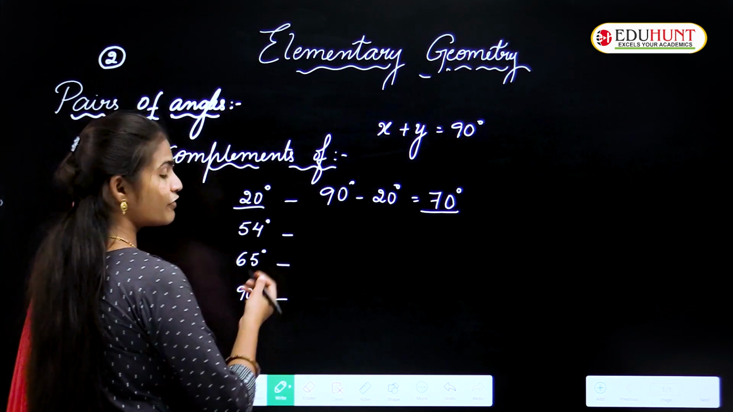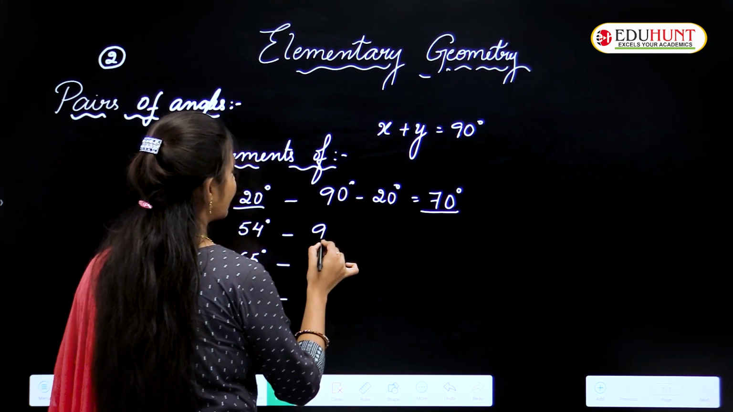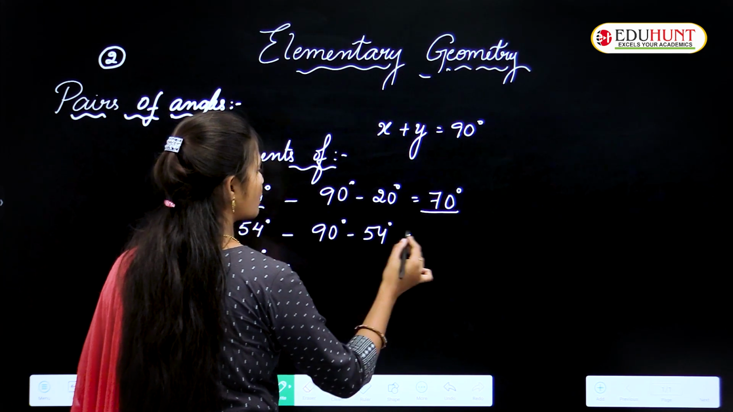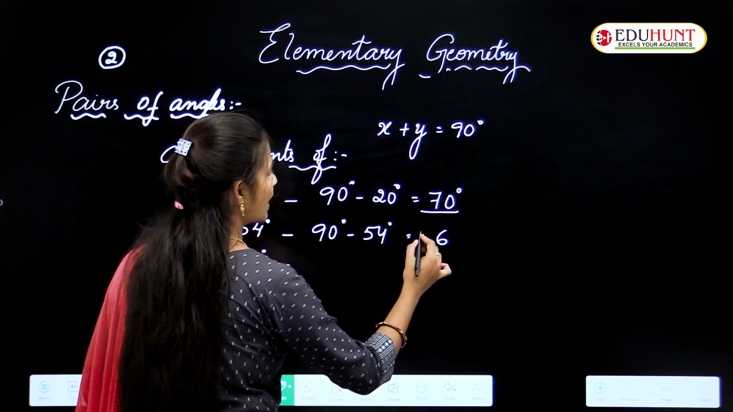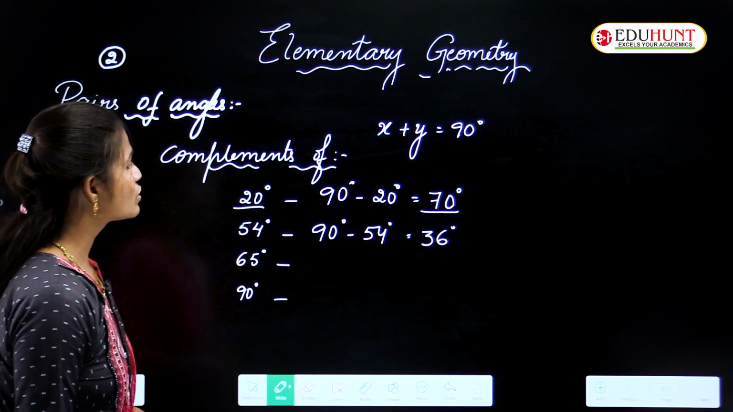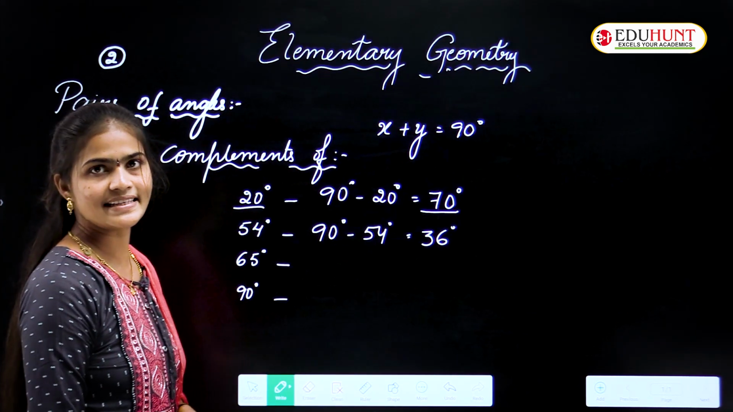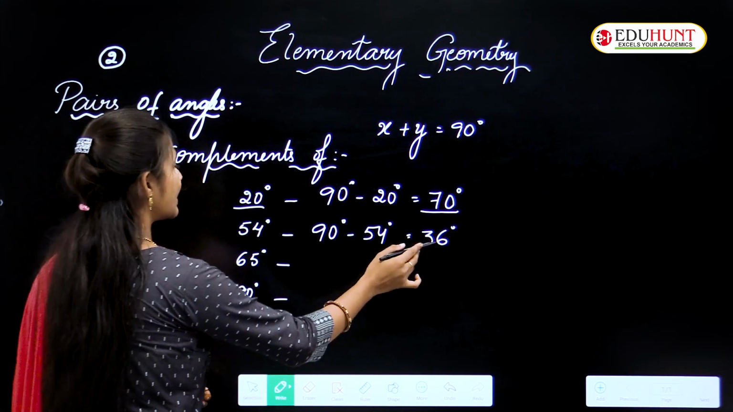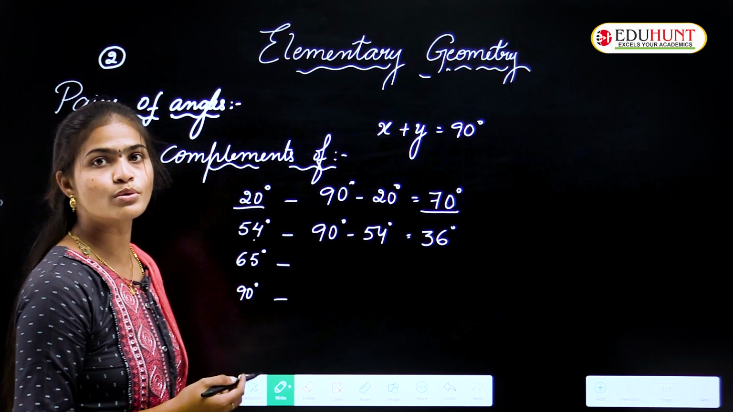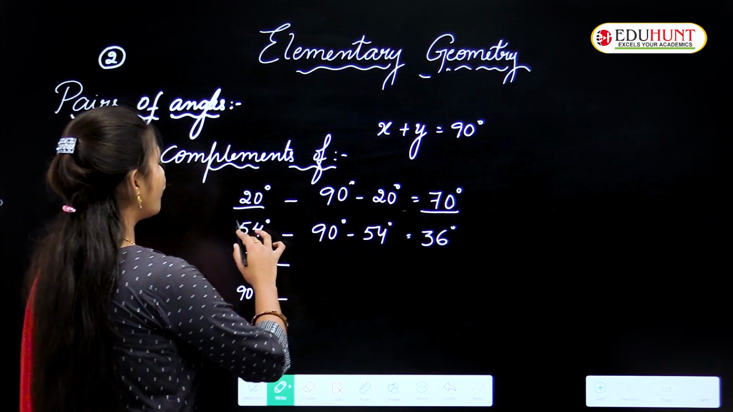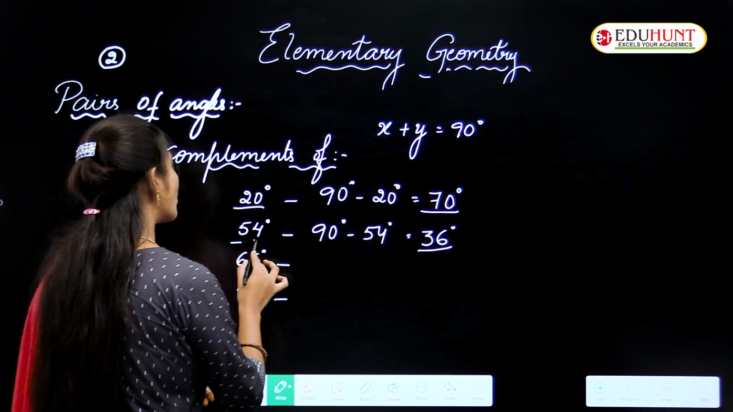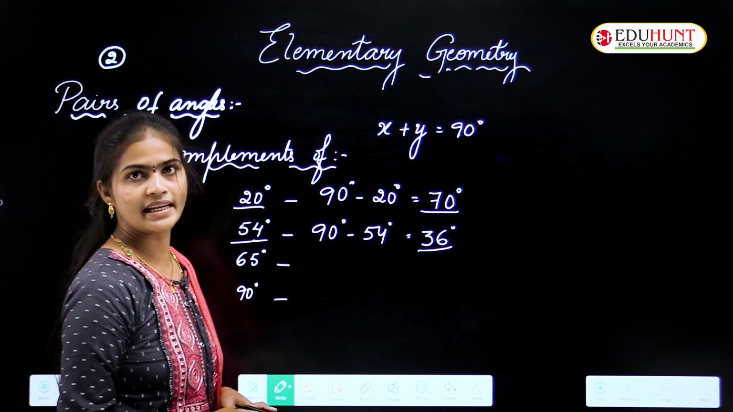Next, 54 degrees. That is again 90 degrees minus 54 degrees. What will you get here? 10 minus 4 is nothing but 6, and here 8 minus 5 is 3. So the complement is 36 degrees. 36 degrees plus 54 degrees, the sum is equal to 90 degrees. So 54 degrees is the complement of 36 degrees and 36 degrees is the complement of 54 degrees.